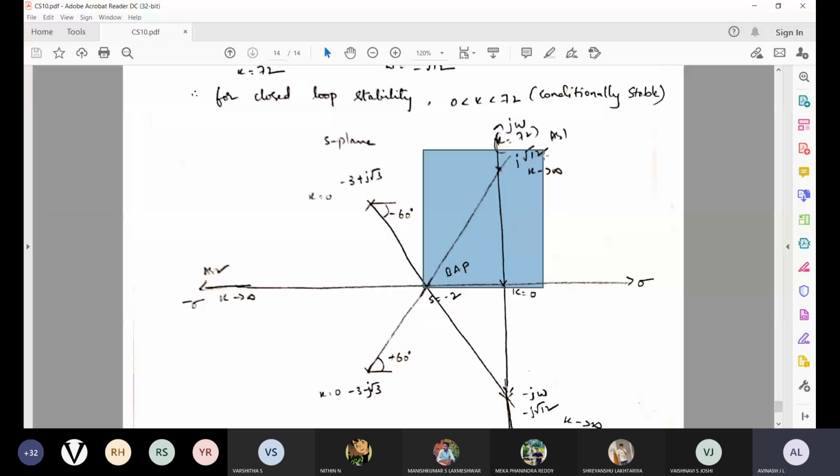In the range of 0 to 72, the system is stable. Above 72, we can say that the system is not stable. The root locus is not stable.